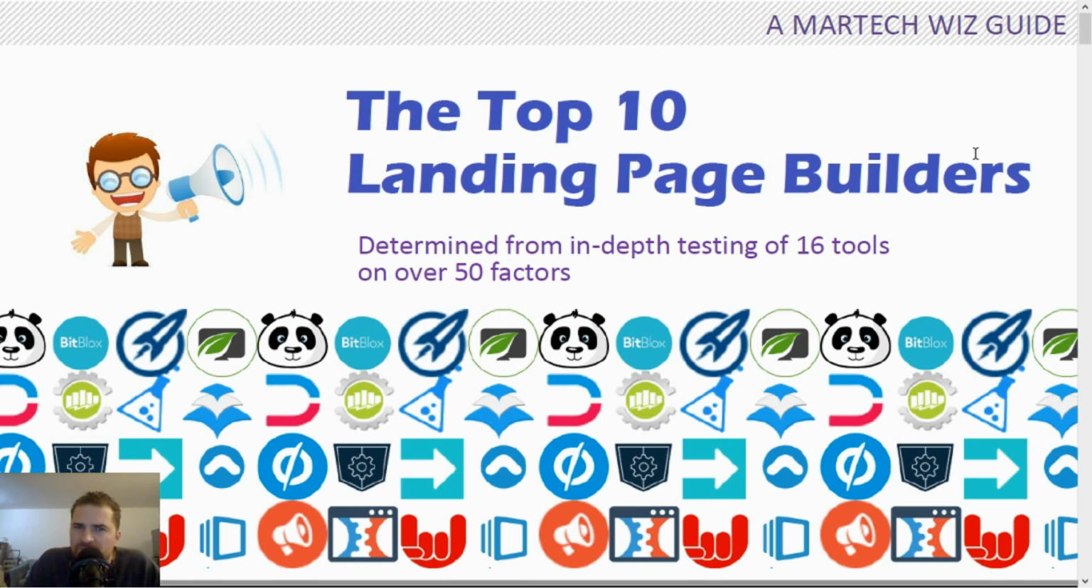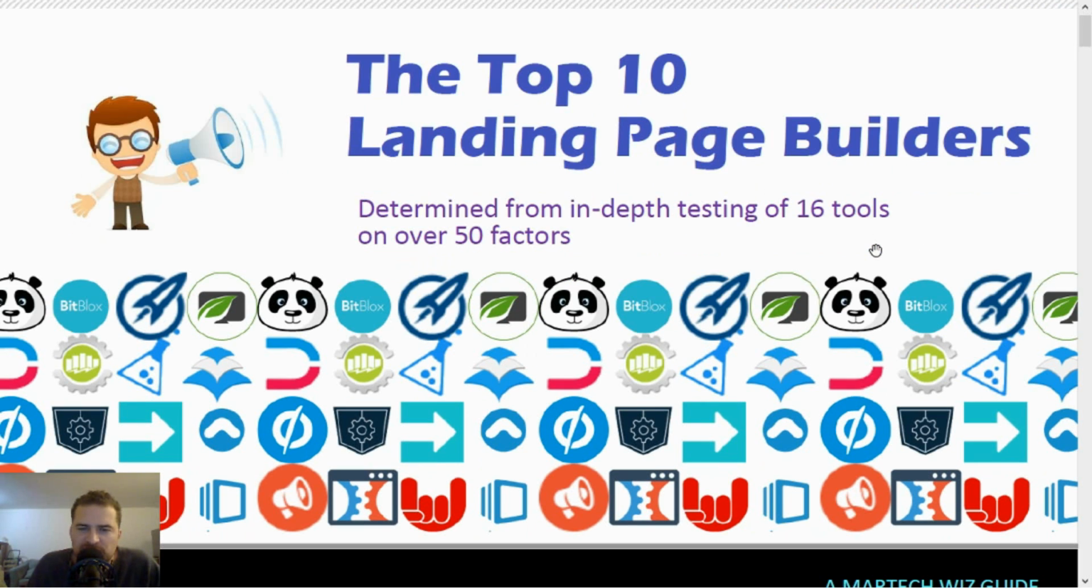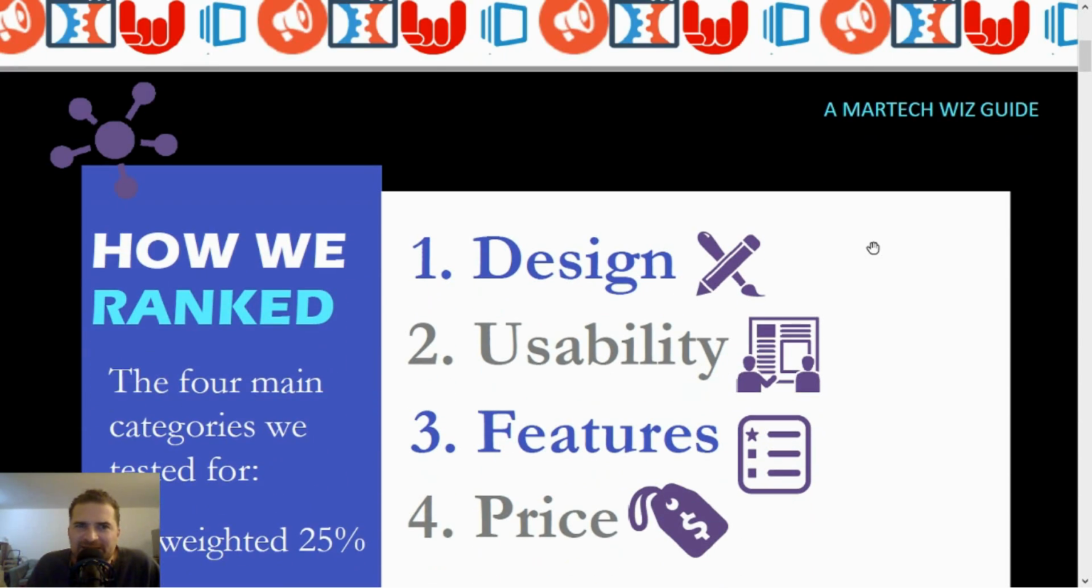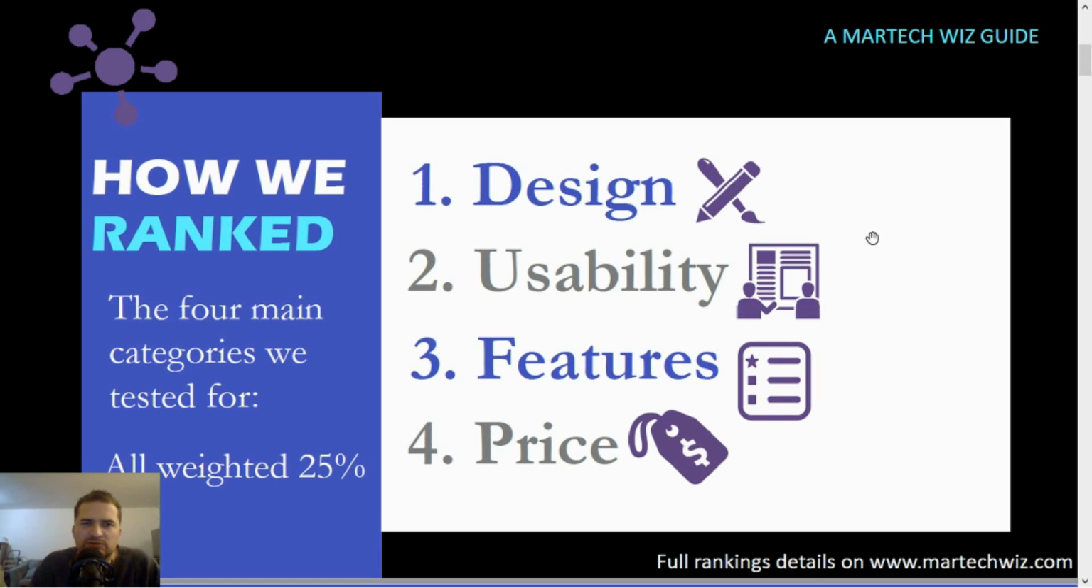Really, we think the top 4 are considered the top tier, and we'll get into those as we go forth in our rankings, and those really demarcate the elite from the others. In terms of the rankings, we ranked on 4 different factors: design, usability, features, and price. We weighted each at 25%.